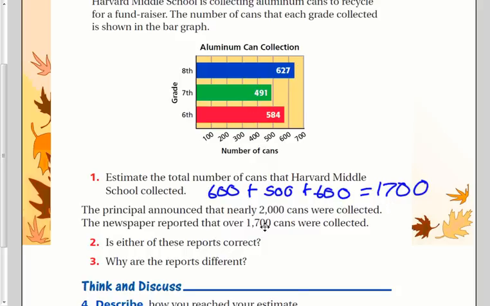I know it's not 1,700, because I did round some of the first one down, and then I rounded the other two up. So we're a little inconclusive there, but it could be true. And nearly 2,000, you could say that 1,700 is nearly 2,000 or close to that. Why are they different? They just pick different ways to round and to estimate. So remember, when we estimate, you're not always going to get the same answer as the person next to you.